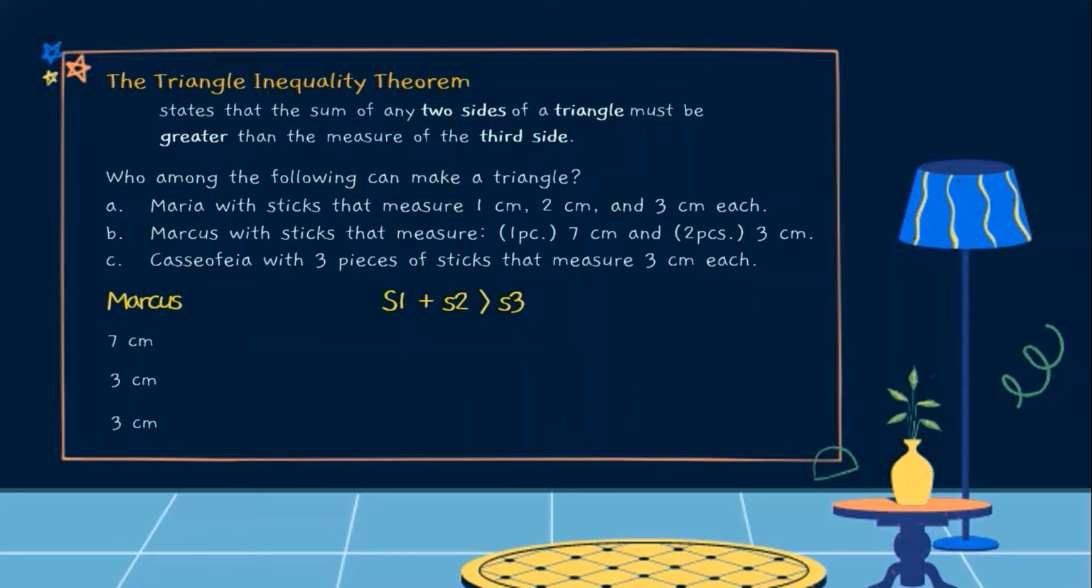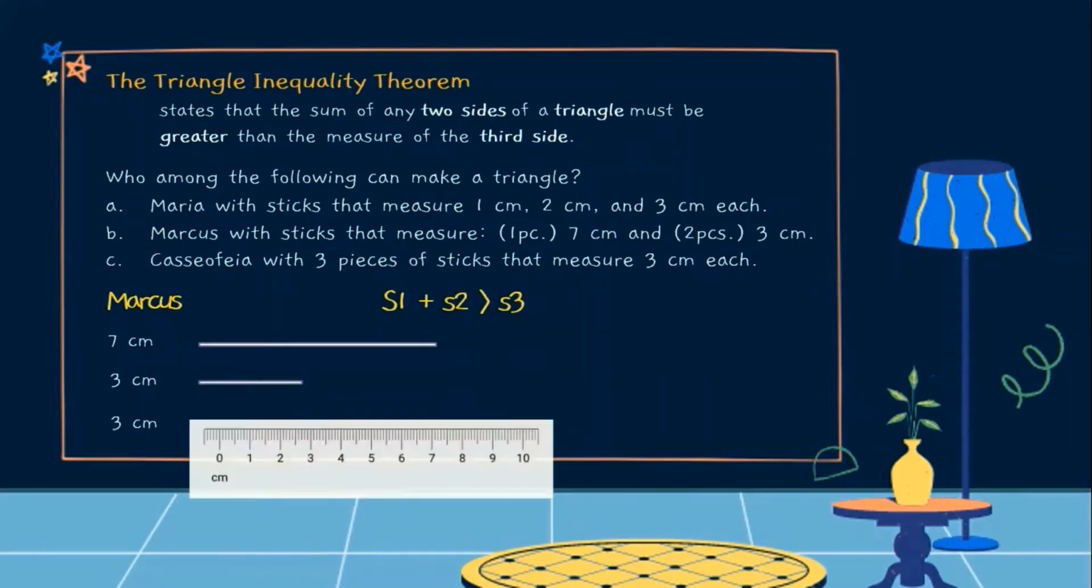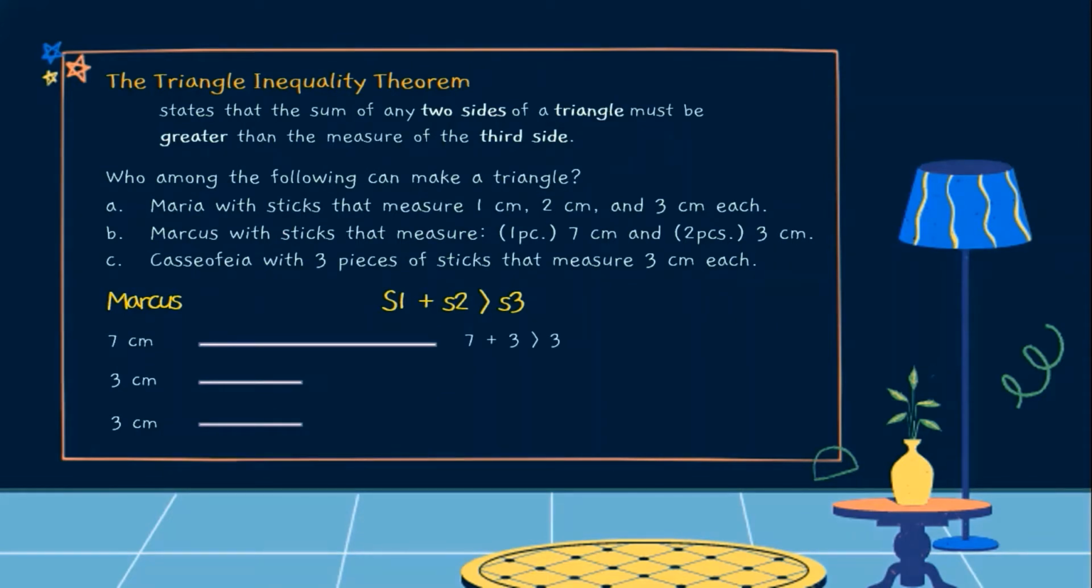Marcus has 3 sticks. Meron siyang 7 centimeters na stick. Meron din siyang 3 centimeters na dalawang piraso. Try natin yung ating triangle inequality theorem sa sticks ni Marcus. 7 plus 3 is greater than 3. 7 plus 3 is equal to 10 and 10 is greater than 3. So, tama yon. Next, we have 3 plus 3 is greater than 7. 3 plus 3 is equal to 6. And 6 is not greater than 7. 6 is actually less than 7. Kaya according to the triangle inequality theorem, si Marcus ay hindi rin daw makakabuo ng triangle.